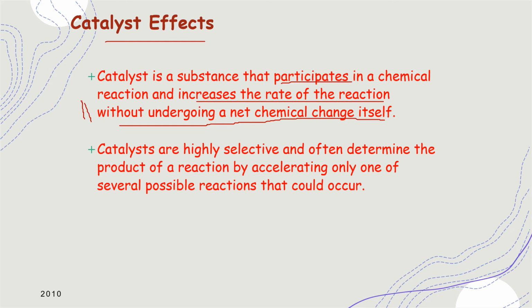Catalysts are highly selective, and often determine the product of a reaction by accelerating only one of several possible reactions that could occur. If you remember, in my earlier videos on thermodynamics, I talked about A plus B equals E plus F equals G plus H, which then becomes C plus D. So you have so many intermediate steps. A catalyst could in fact work on any one of those intermediate steps.